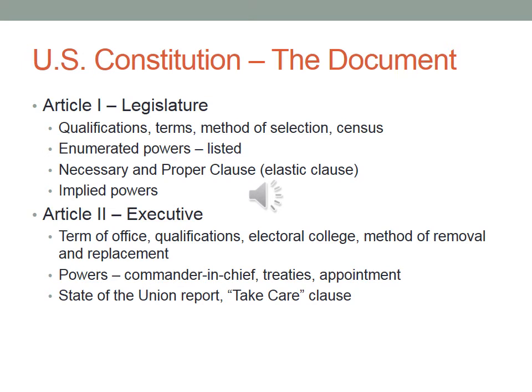Now let's take a look at the actual Constitution as it was created at the Constitutional Convention. Article 1, which is basically the Constitution, is divided up into separate articles. Article 1 explains the legislature. It lists the qualifications for office in both the House and the Senate, the terms of office for both the House and the Senate, the method of selection, and it also calls for a census to be administered.